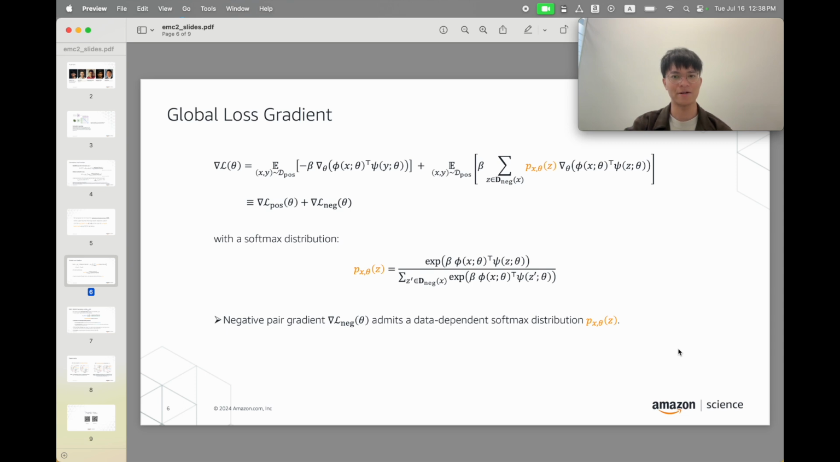So in order to understand the algorithm, we calculate the gradient of the global loss objective, and it is composed of two parts. The first part is the positive pair gradient, and the second part corresponds to the negative pair gradient. In particular, the negative pair gradient follows a softmax distribution with probability distributions defined according to this equation. What it says is that as long as we can sample the negative gradient according to the softmax distribution, then we have an accurate gradient estimate of the global loss.